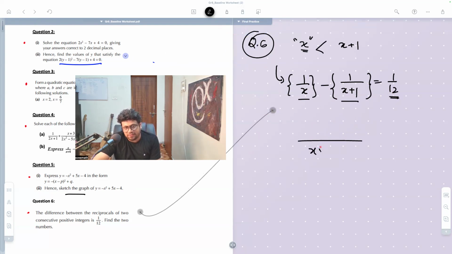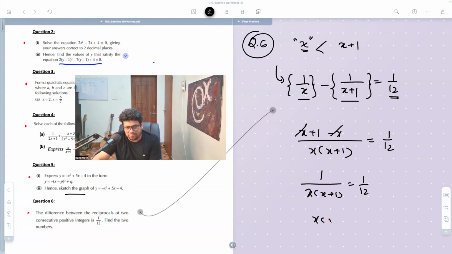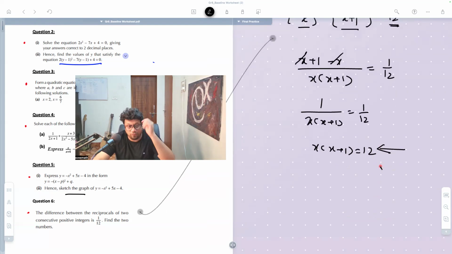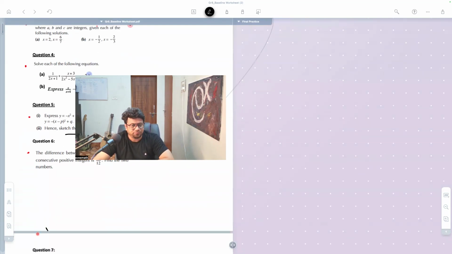Now, x into x plus 1 would be the LCM. Cross multiply is 1 by 12. And of course, x and minus x will cancel out. 1 divided by x into x plus 1 equals 1 by 12, or x times x plus 1 equals 12. Now you can solve it. X comes out to be 3 or 4, if I remember it right.